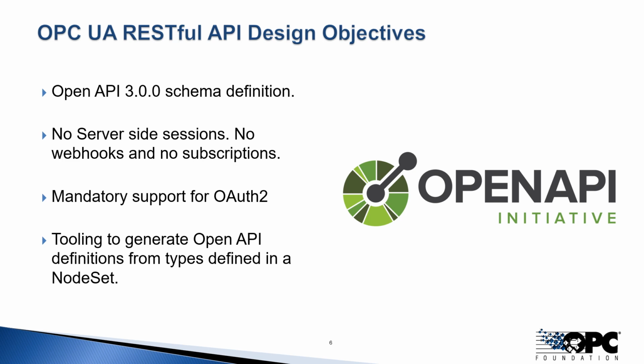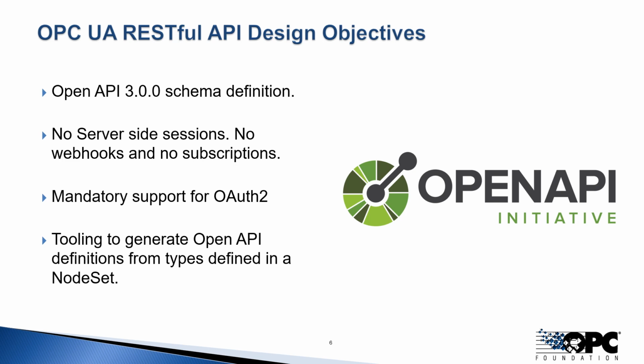Because when you're developing RESTful APIs today, it's important to have a definition of your APIs using the languages that people are expecting you to use, in particular OpenAPI 3.0. And so what we are doing now is creating an OpenAPI definition of all of the sessionless services, and we'll be making those available publicly. Now, in keeping with the need to keep everything stateless, there'll be no webhooks, no subscriptions. It would just be for read, write, call, those kinds of services, and browse.